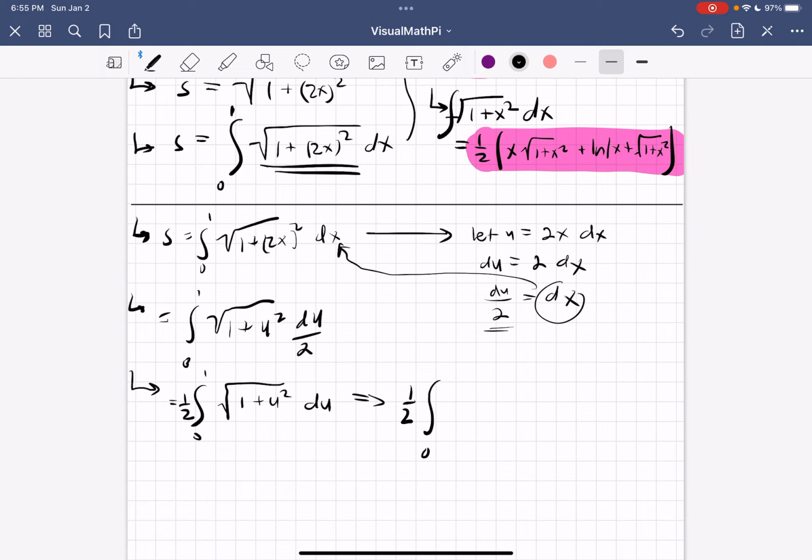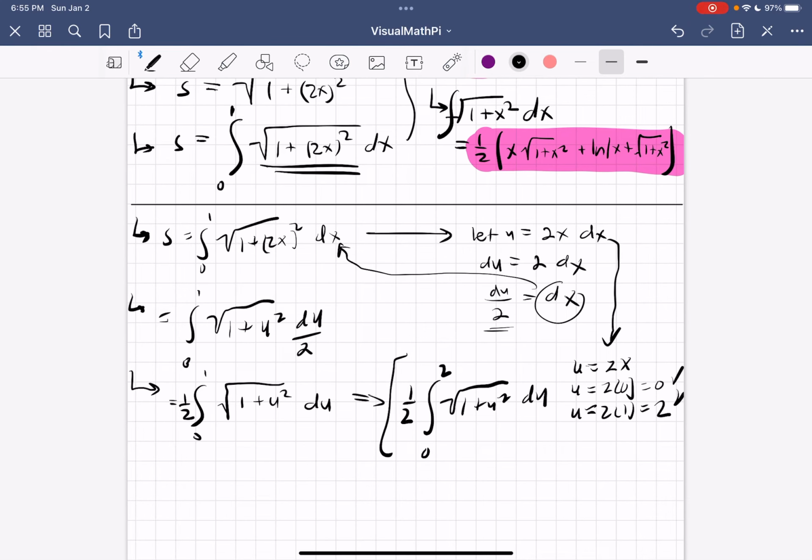and then 0 to 2, because since we're doing things in terms of u, we have to adjust for the bounds. So up here where u is equal to 2x, we're just going to plug in 0 and 1. So u is equal to 2 times 0, which is just 0, and then u is equal to 2 times 1, which is 2, and that's how we get our new bounds in terms of u. This here on the side is just showing you how I got the 2 from the bounds, and the 0, and the square root of 1 plus u squared du.